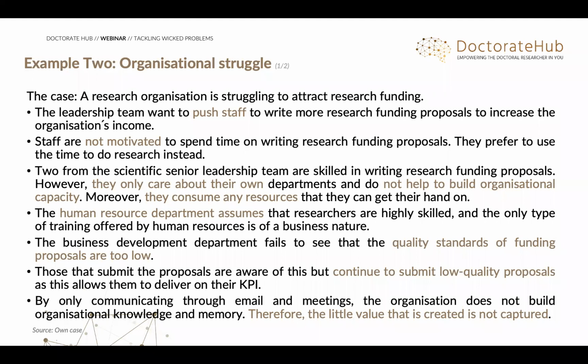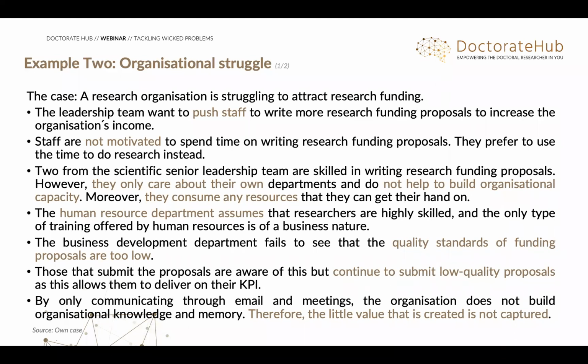So the human resource department, on the other hand, assumes that researchers are highly skilled, and the only type of training offered by the department is of a business nature. Now, the human resource department did not understand that researchers, like anyone else, need to develop their skills continuously, and that human resource perhaps should support them in that.